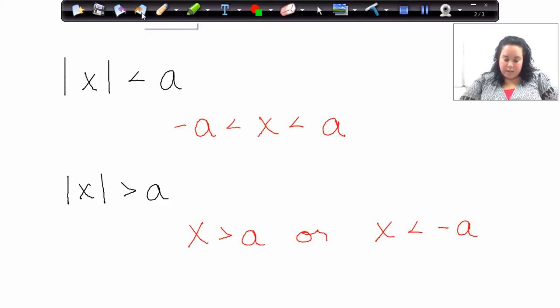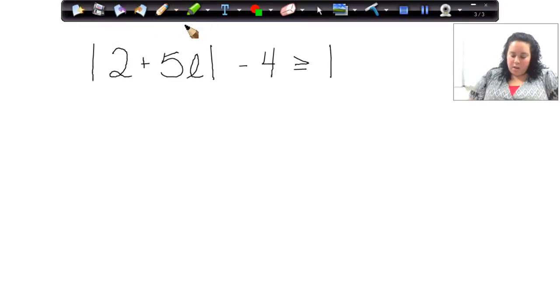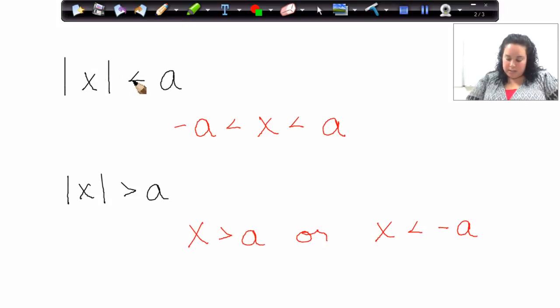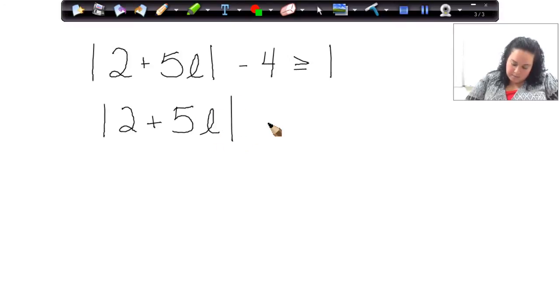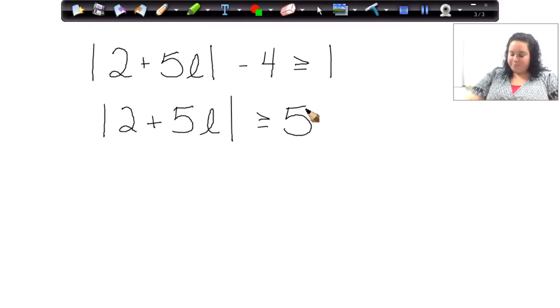Okay, let's work out a problem. We have the absolute value of 2 plus 5L, minus 4, is greater than or equal to 1. So first what we want to do is to get it in one of these two forms, where we have the absolute value on a side by itself. Right now the absolute value has this negative 4 with it. So we're going to add 4 to both sides. So the absolute value of 2 plus 5L is greater than or equal to 5. All right, now we have it in the right format.